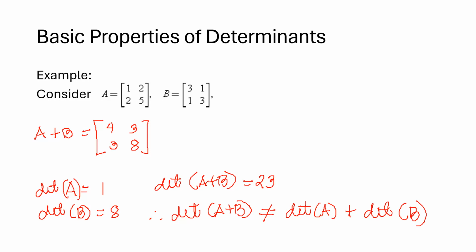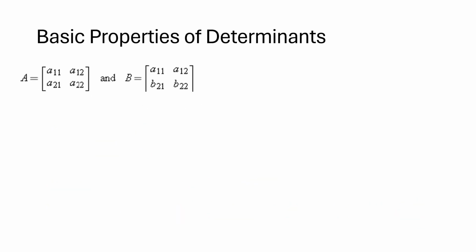So, in spite of this example, there is a useful relationship concerning sums of determinants that is applicable when the matrices involved are the same except for one row or column. So let's take this one as an example. So calculating the determinants of A and B.